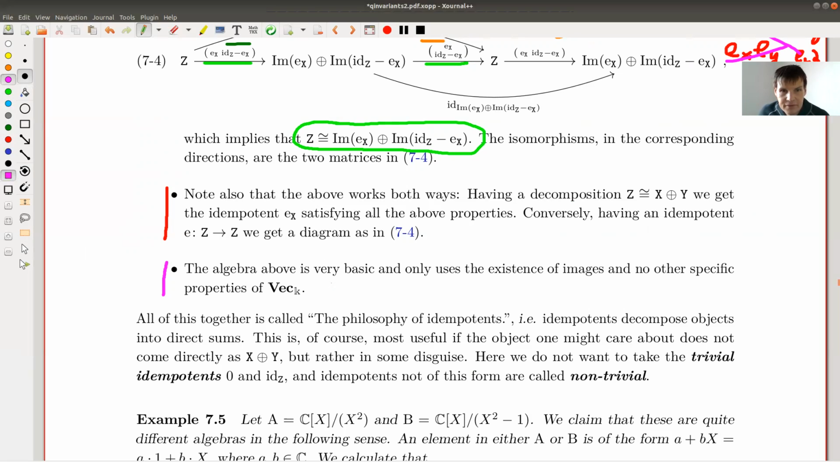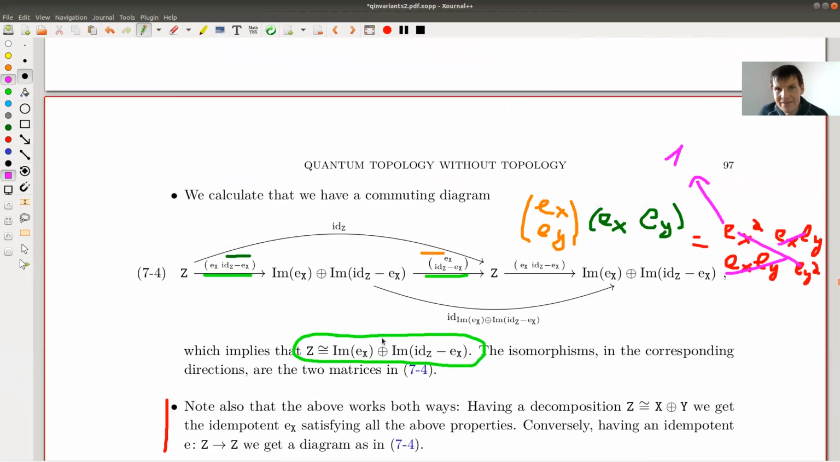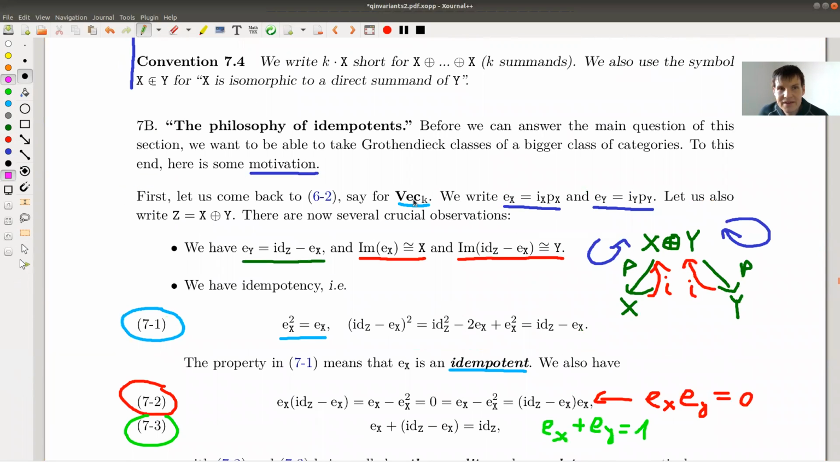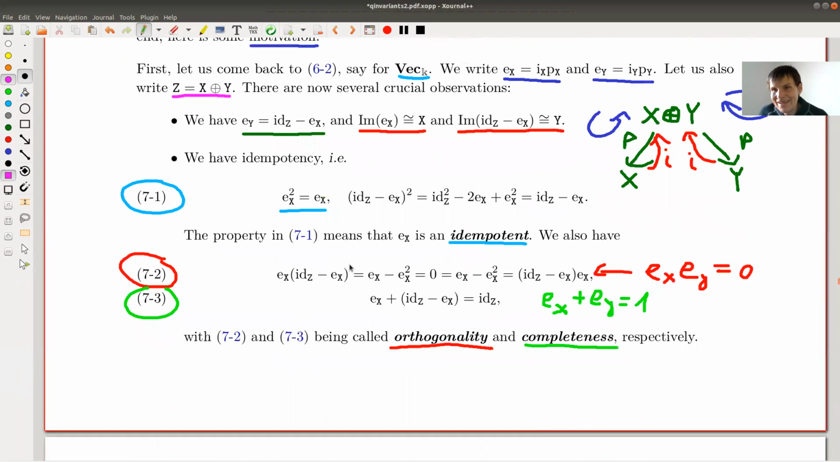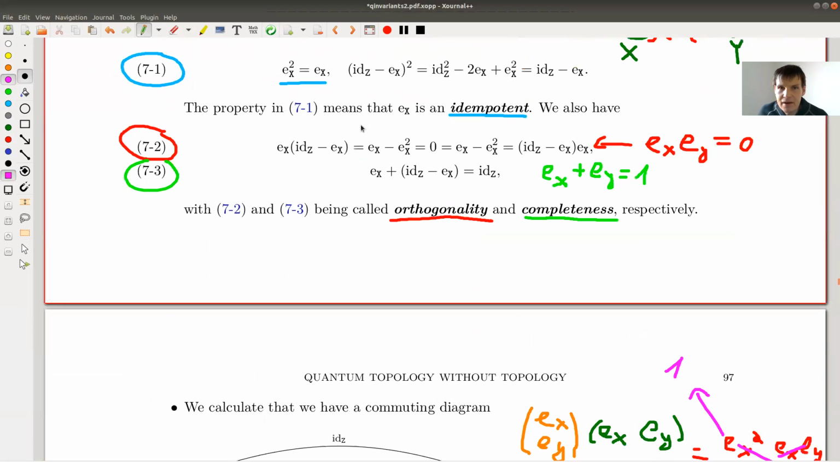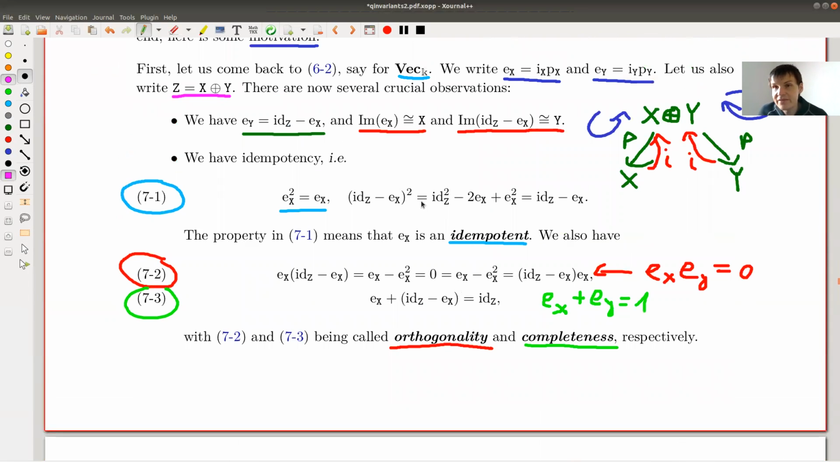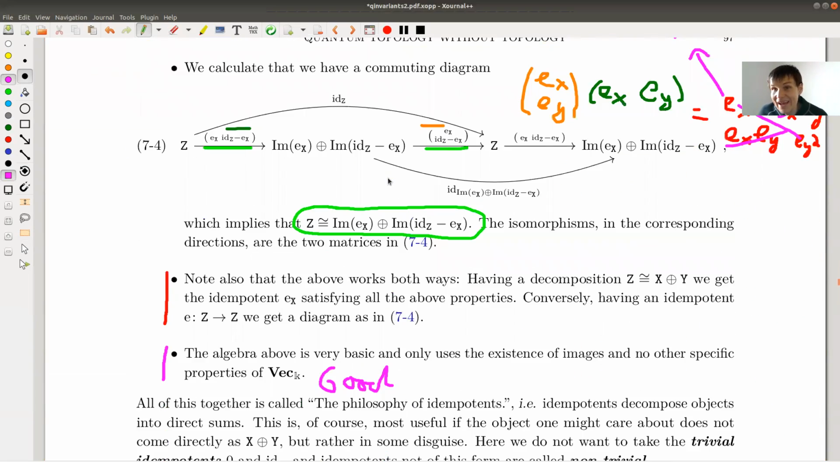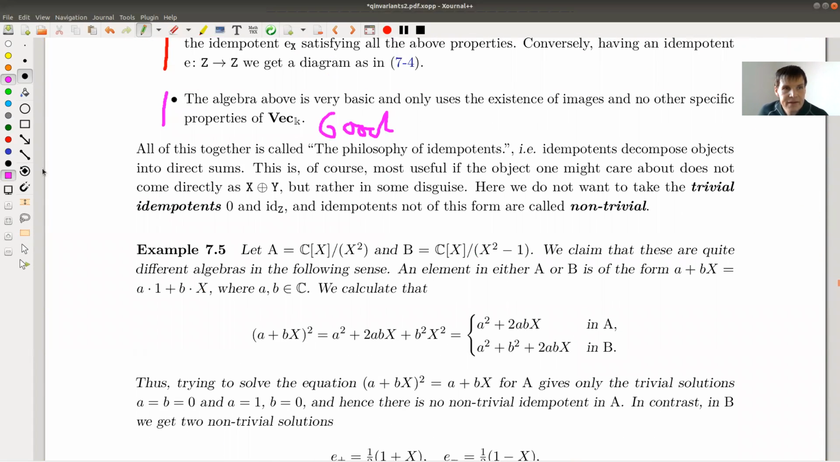So this is good. The second point is, okay, this was kind of a silly example because I assumed that Z is actually equal to X plus Y. If nature gives you a problem, then Z might still be equal to X plus Y, but you don't see it because it's hidden. I will give you an example in a second. And this is a construction to find those direct summands. You need to find idempotents. So this is the philosophy of idempotents. You need to find idempotents.